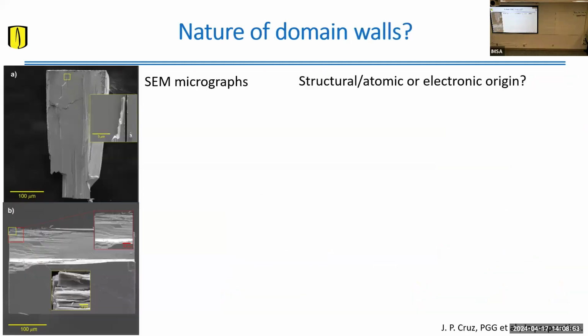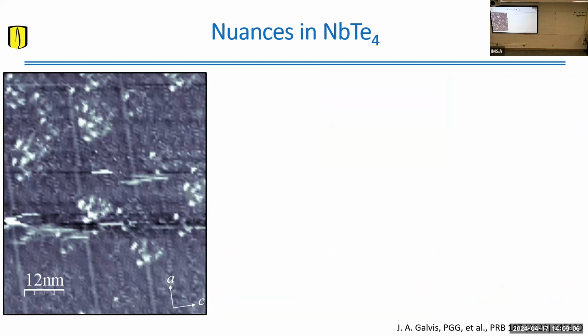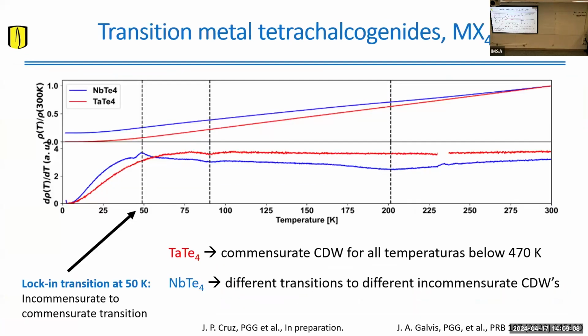Quick question: the origin of these domain walls, so you see this in the niobium compound, but not the tantalum compound? Exactly. So this only happens in the niobium, and that explains, for instance, things like this. Why here you have different changes? For the tantalum, you have nothing. For the niobium, you have these sort of changes.